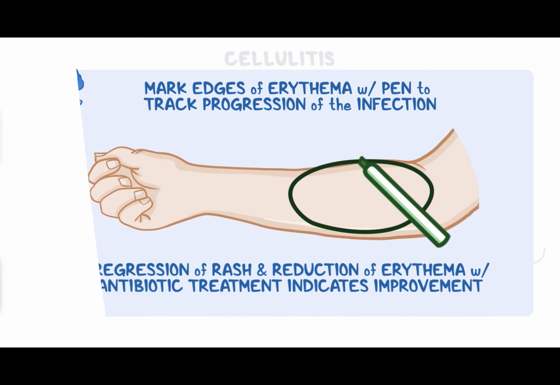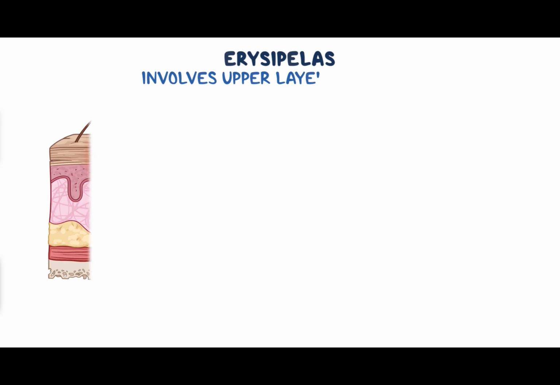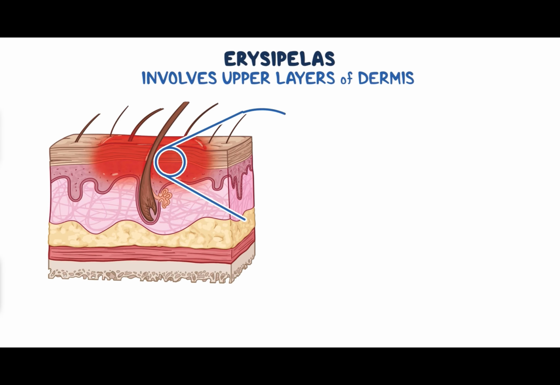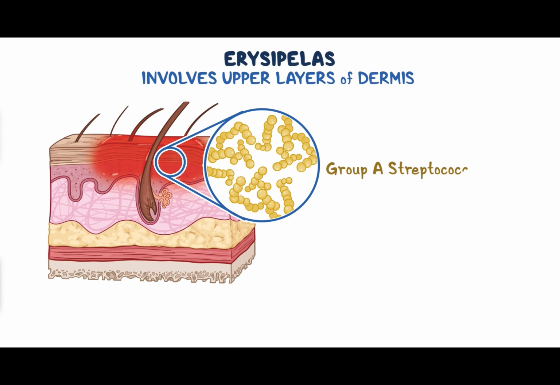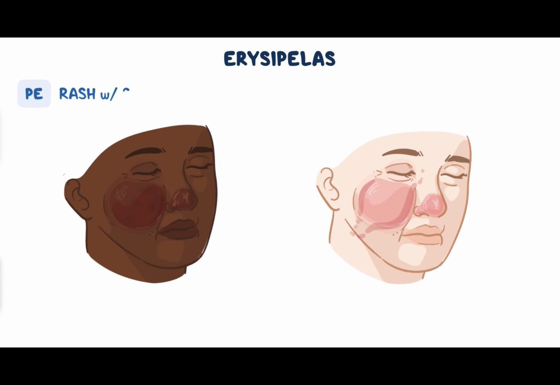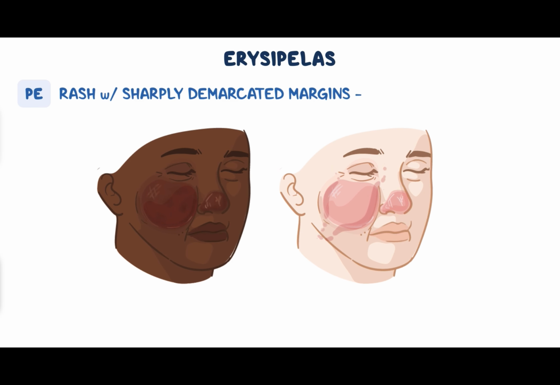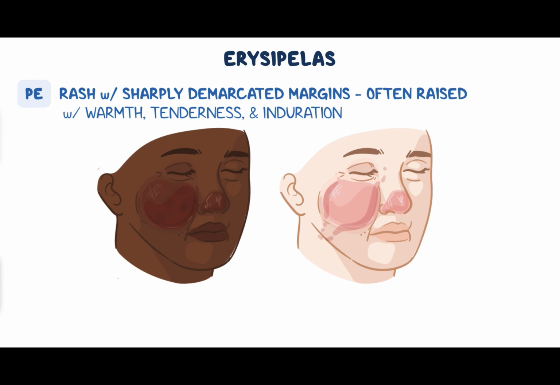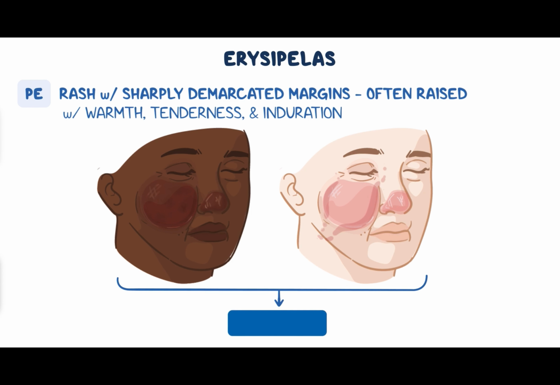Another type of non-purulent SSTI is erysipelas, which involves the upper layers of the dermis and is most commonly caused by group A streptococcus. Patients typically report skin redness with mild swelling but no systemic symptoms. On exam, you can expect to see a rash with sharply demarcated margins, often raised, with warmth, tenderness, and induration. These characteristics strongly support your diagnosis of erysipelas.